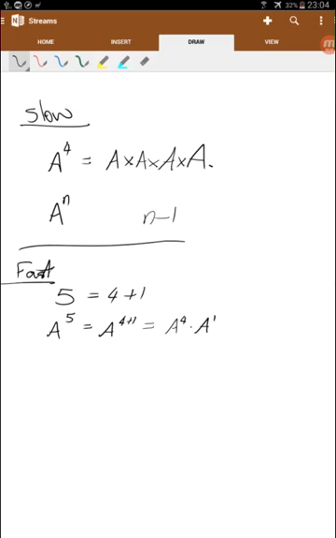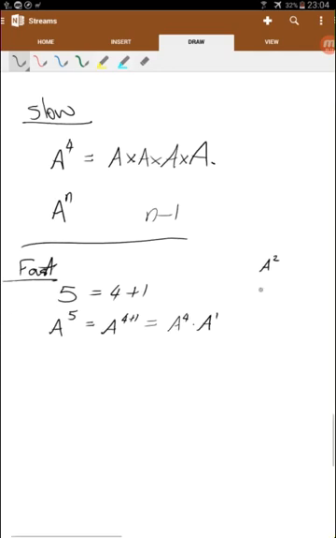Now, what's useful about this method and what makes it so powerful is that it's very quick to get powers that are a power of 2. So for example, by saying a times a, we can get a to the 2. By saying a to the 2 times a to the 2, we can get a to the 4. By saying a to the 4 times a to the 4, we can get a to the 8, a to the 16, a to the 32. And we can get these by doing 1 multiplication, 2 multiplications, 3, 4, and 5.